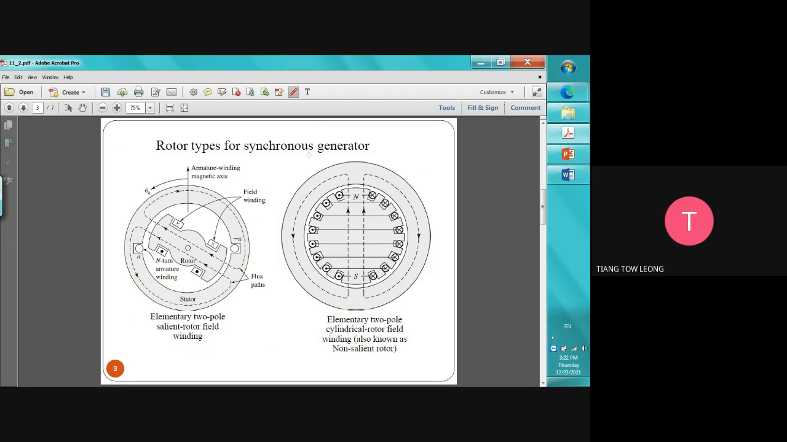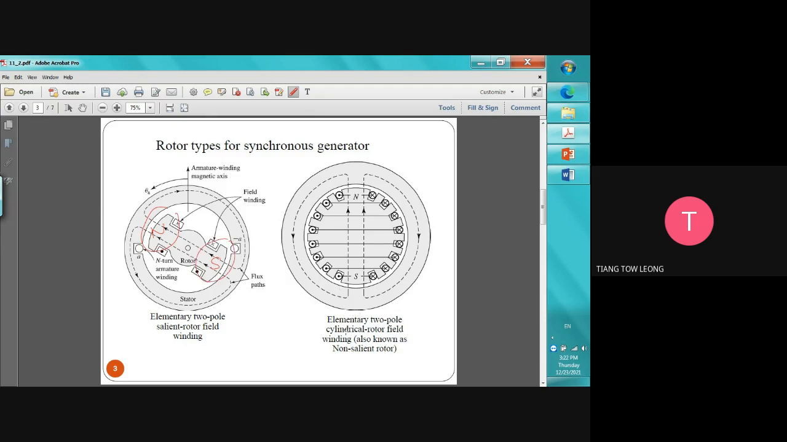Rotor type of a synchronous generator: elementary two-pole salient rotor field winding. Usually the minimum is two poles. When the field is going out, we always consider it a north pole. When the field is going into the center, we call it a south pole. Two poles: one pole here, another pole here.